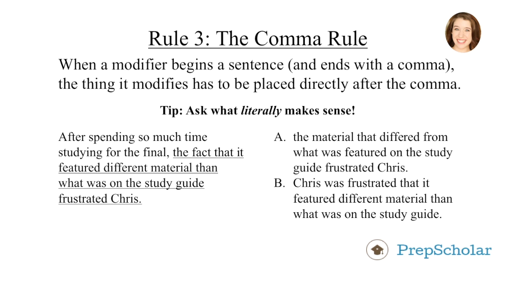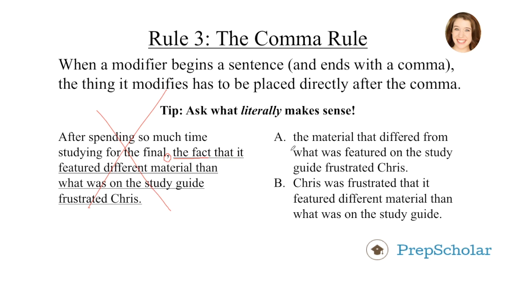Let's break this sentence down. Well, we know that we've got a modifier. We have a phrase that's descriptive that starts this sentence, and it ends with this comma. So what we need to ask ourselves is, who was spending so much time studying for the final? Well, what follows that modifier in this sentence is the fact. Did the fact spend a lot of time studying for the final? No, that doesn't make sense, and it breaks our modifying comma rule. So let's cross off this sentence.